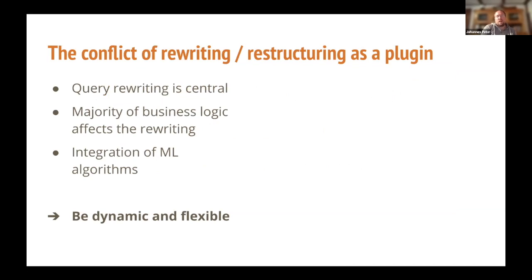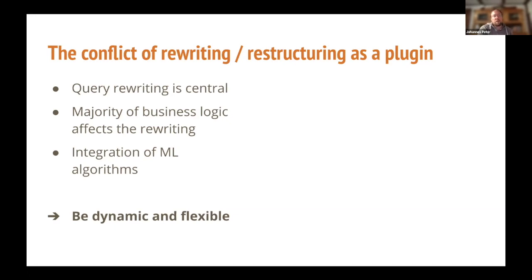So in general, what we see is that query rewriting is a very central component, and especially the restructuring of the query is very central. A lot of the business logic that needs to be implemented to achieve business goals somehow affects the rewriting, and needs the query to be modified in a certain generic way. I think Jens also mentioned a lot of things, how they auto-process things offline and then put it into the rewriting using synonyms and so on.